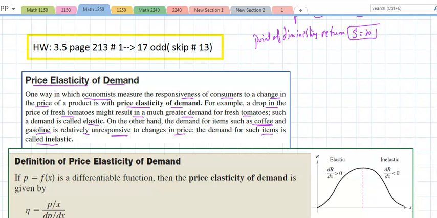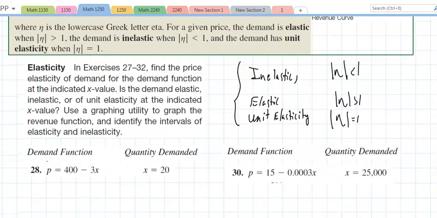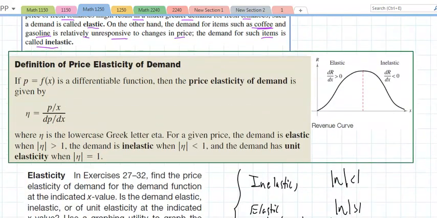So, if it does get affected, we say that's elastic. If it doesn't get affected, we say that's inelastic. And this is how we find it. This will be provided on your test. You don't need to memorize that table. It says, if P is f of x, a function that you can take a derivative of, then the price elasticity of demand is given by this formula.